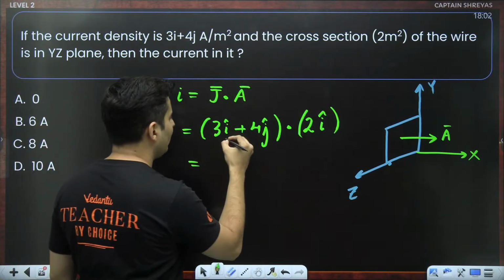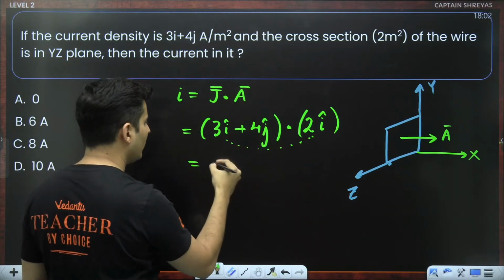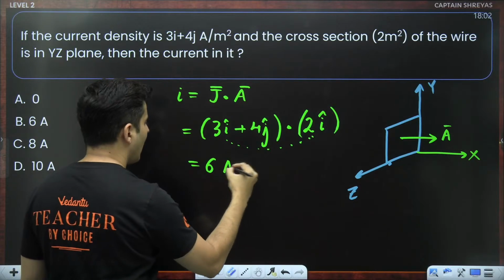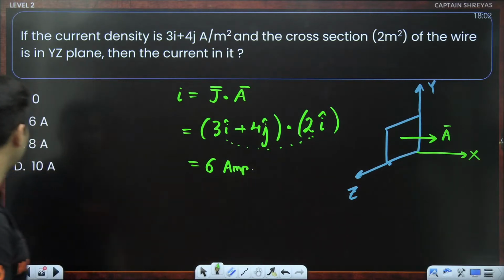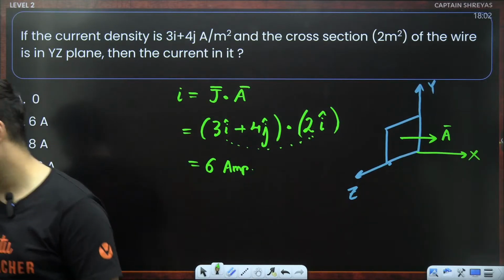So that's it. We know i cap only multiplies with i cap. j cap does not go with i cap. The dot product is 0. Hence the answer should be 6 amperes, which is B for IIT Bombay. Yep, that is the correct answer.